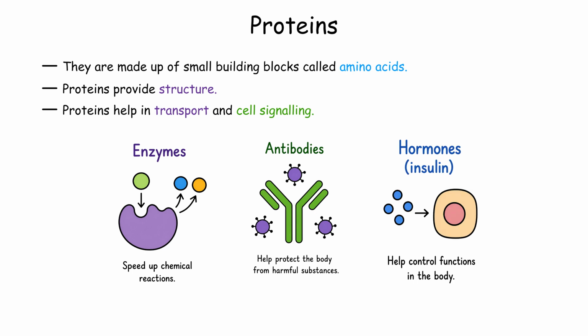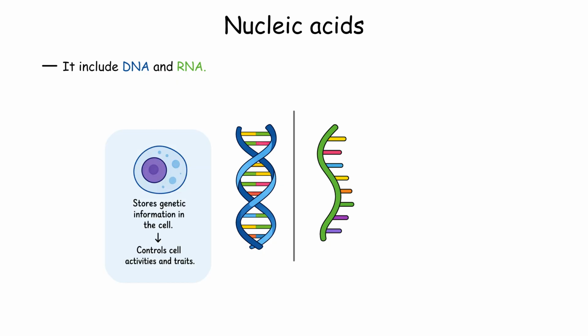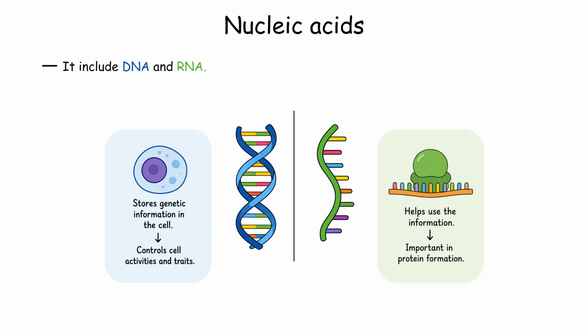And finally, the fourth group: nucleic acids. Nucleic acids include DNA and RNA. Their basic building blocks are called nucleotides. DNA stores genetic information inside the cell, which works like instructions that help control cell activities and traits. RNA helps use this information, especially during protein formation.